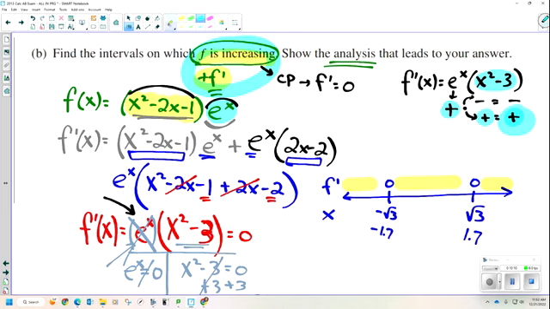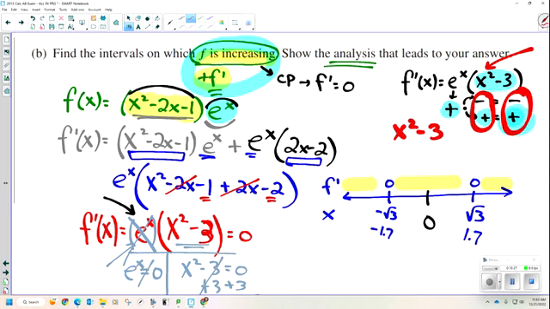Let's start plugging in some numbers. Okay, let's start with 0. If I put a 0 in for this x, and when I say for this x, I'm talking about this x right here. Because right now I only care about x squared minus 3. That's going to give me either a positive or negative value here, which will result in a positive or negative first derivative. Okay. If I throw a 0 for this x, 0 minus 3 is negative.